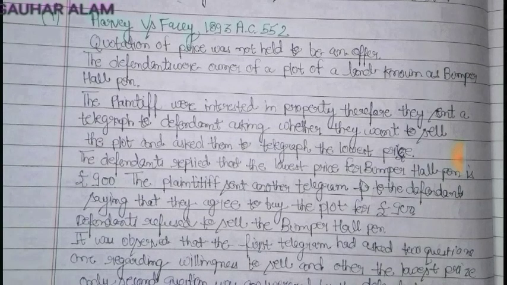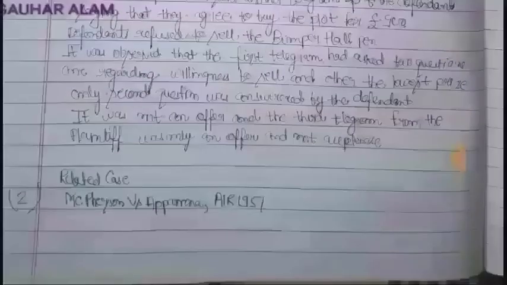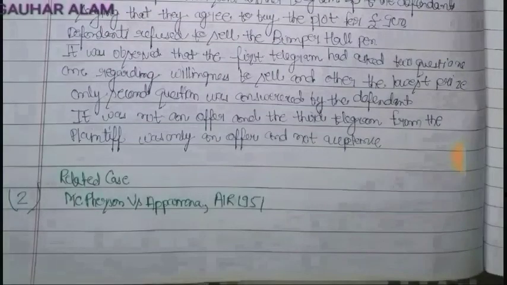Now the plaintiff again telegraphed that he was willing to buy that property for 900 pounds, but after that the defendants refused to sell the property. So in this case, the price provided by the defendants as the cost of the Bumper Hall Pen was only an invitation to an offer and was not an offer to sell the property. Two questions were asked, one regarding the willingness of the defendant to sell the property, and the other was the lowest price. Only the second question was answered, so he could not buy the property. A related case is Macpherson versus Cybulski, which is also related to invitation.